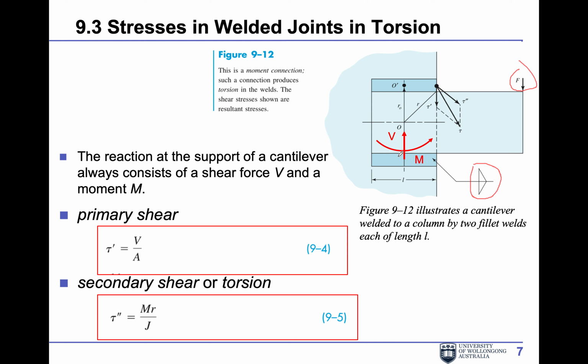This force will generate a reaction force and also a torsion moment. From this reaction force, you have the primary shear force. From this moment, you get the secondary shear stress. The primary shear stress is the force F over the cross-section area. So this weld area, plus this area, is your A.